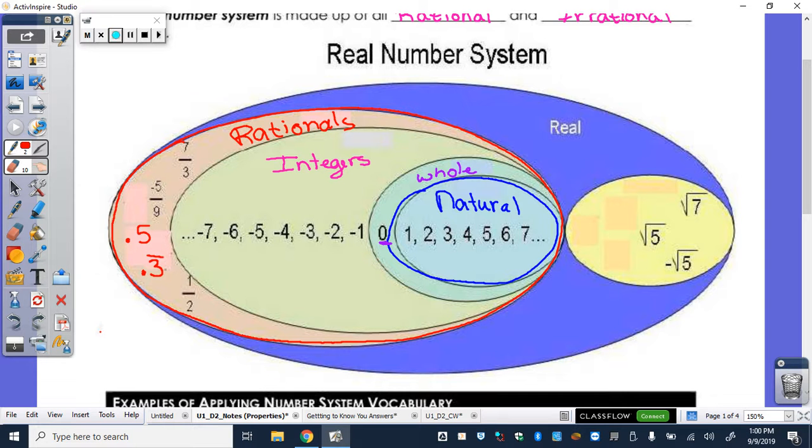So for example, as I was saying, numbers can fall under more than one category. If I have, for example, the number 4, that is a natural number. As you can see, it's right here in the natural circle. It is also a whole number. It is an integer. It is rational. And it's a real number. So any one of those categories can be used to describe that number 4. It falls within all of them. It's not just one thing.